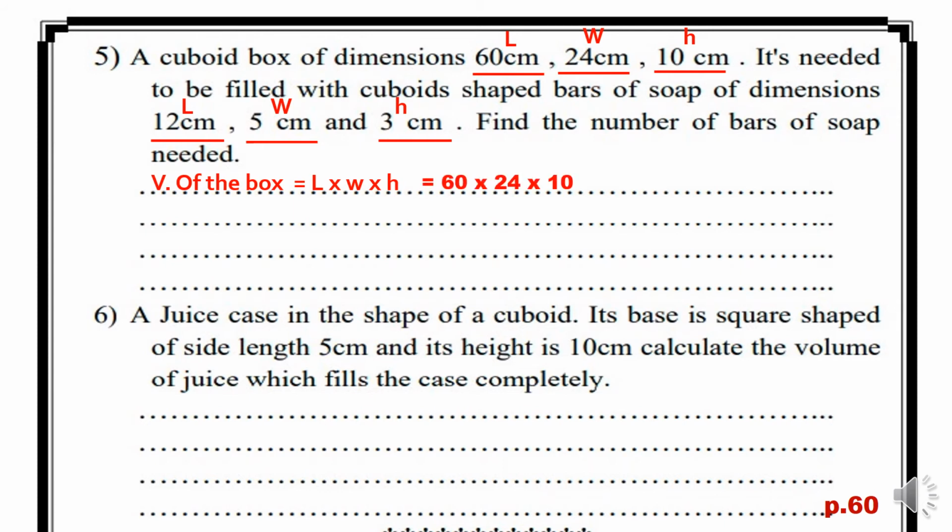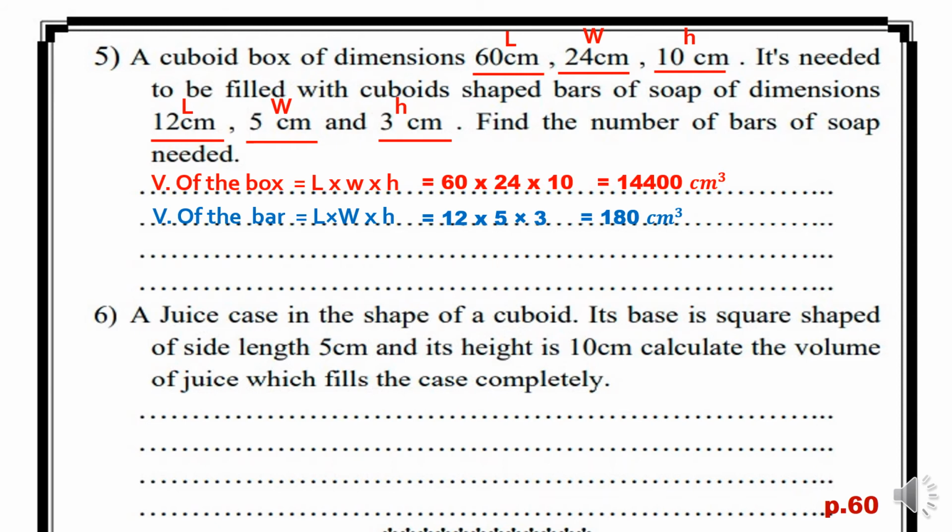So it's equal to 60 times 24 times 10, equal to 14,400 centimeter cube. And then I will get the volume of the bar of the soap. It's equal also to length times width times height. So it's equal to 12 times 5 times 3 equals 180 centimeter cube. So now I want to get the number of the bars of soap that can fill the box.